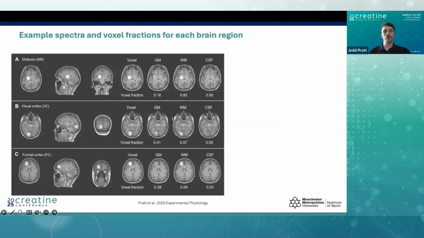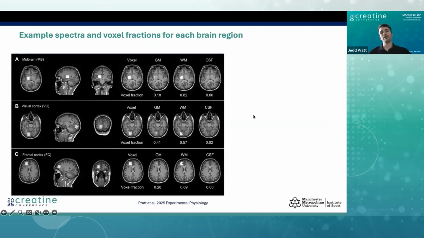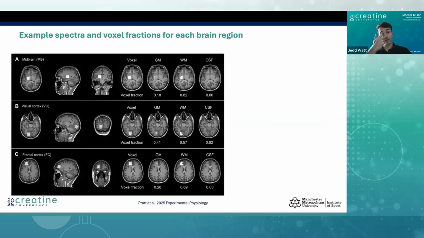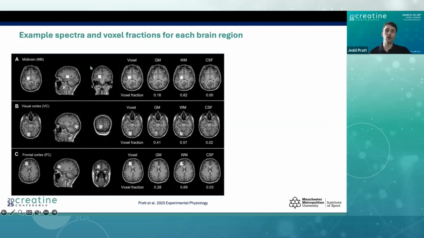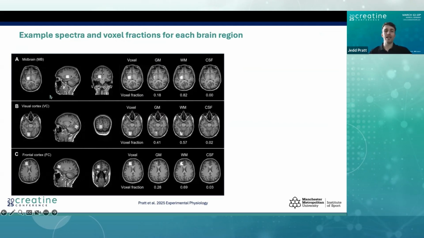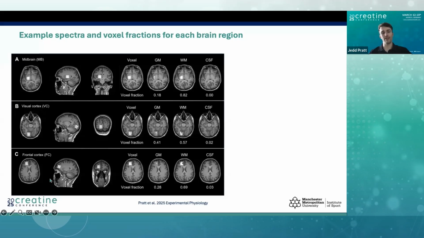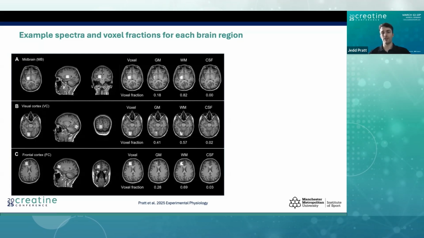So just to show you an example of the voxel placements for each of the brain regions. You can see in the top row up here is our midbrain. The middle row is our visual cortex, and then the bottom is the frontal cortex. You can see the white is just where the voxel or the region of interest was for each of these measurements. And then you can see on the right-hand side of the figure the different voxel fractions, so how much was each of the different tissues.